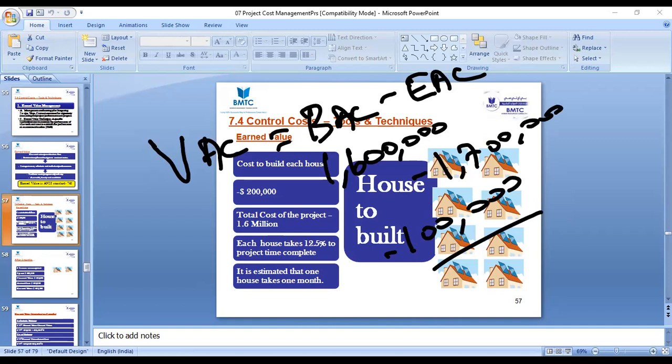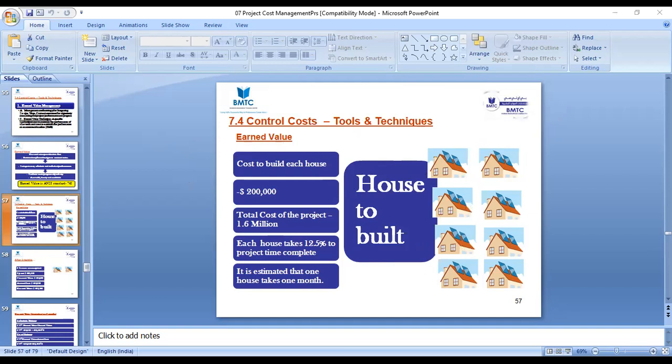So we planned to spend 1.6 million, but due to some risk factor we are not able to continue the third house. If this situation is going to continue, are we able to complete with 1.6 or how much? What is our new EAC? We are able to complete with 1.7 million. So what is our variance at completion? Minus 100,000. Right, guys? Okay.